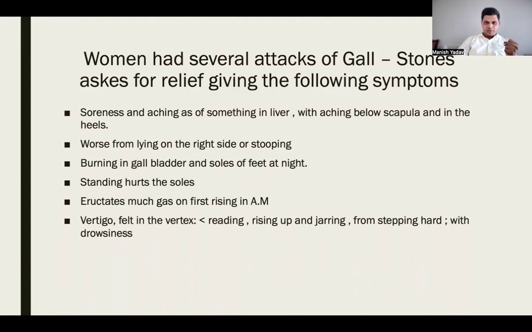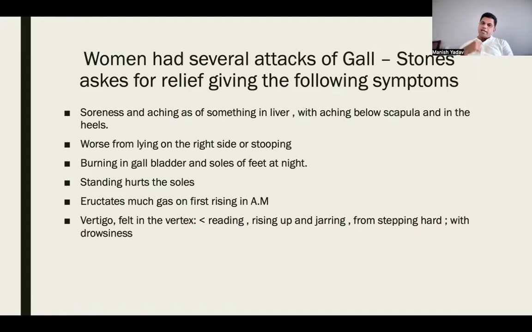Vertigo felt in vertex. Now this is very interesting. Aggravation: reading, rising up, jarring from stepping hard, with drowsiness. I was thinking, how can a patient tell you that I got vertigo felt in vertex? I don't know how the patient will describe that. But I have interpreted it: the patient will come and tell you, I get vertigo and some heavy sensation here in my head or vertex. Then you can take that during vertigo, something happens here in the vertex. So vertigo felt in vertex.